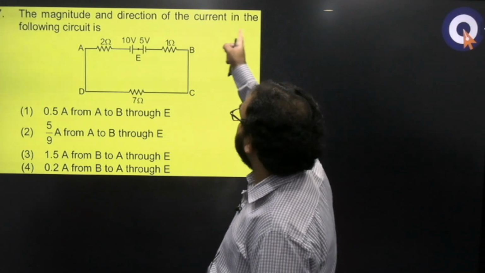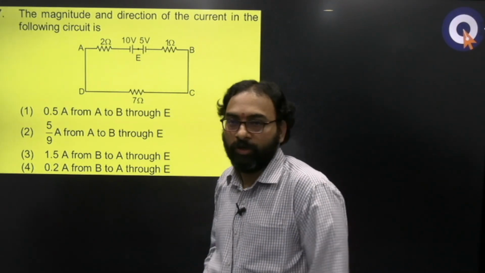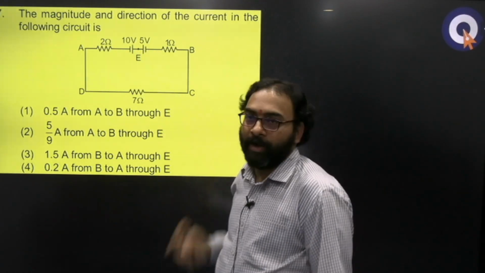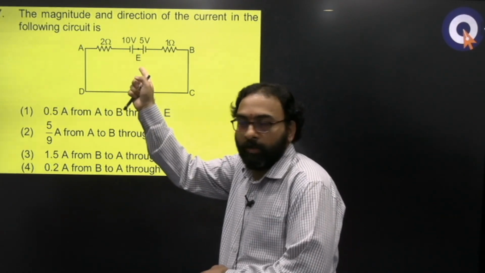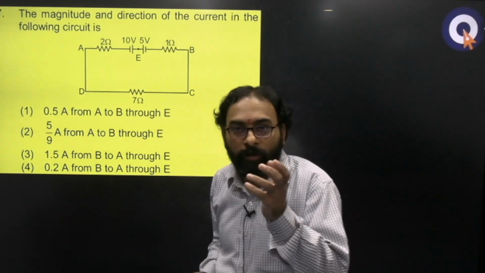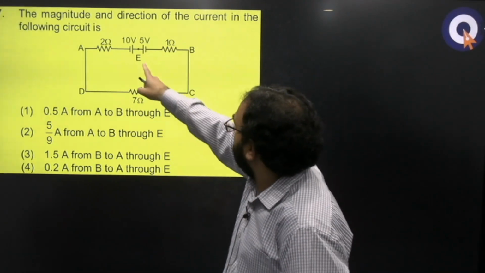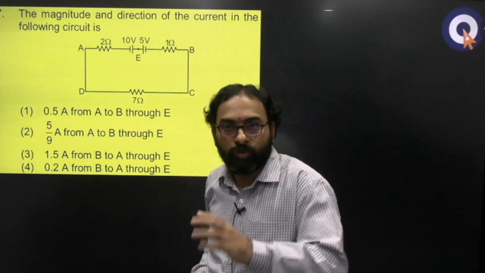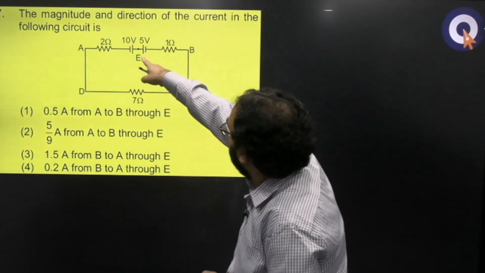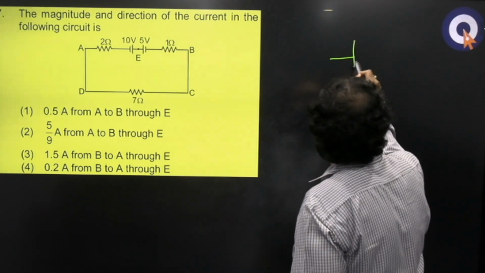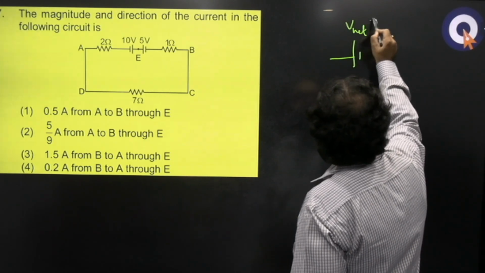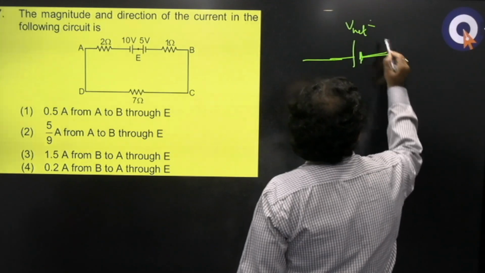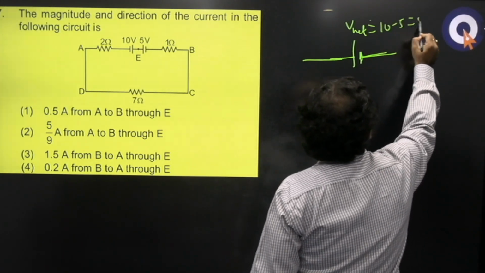The magnitude and direction of current in the following circuit is dash. So let us calculate. Here you can see a resistor and 2 batteries. These 2 batteries, how are they? The polarity is opposite, right? Negative terminal, positive terminal, and then positive terminal, negative terminal. So the polarities are opposite. The net voltage here, how much is it? 10 minus 5, that is 5 volts.